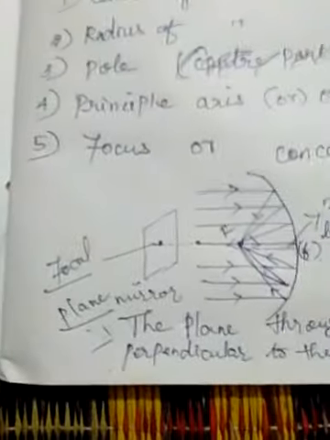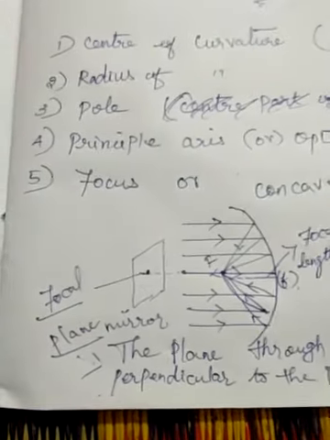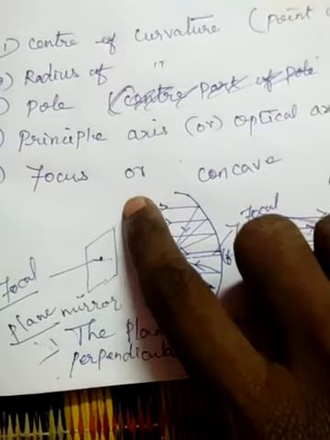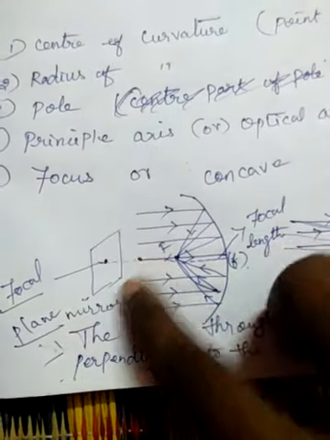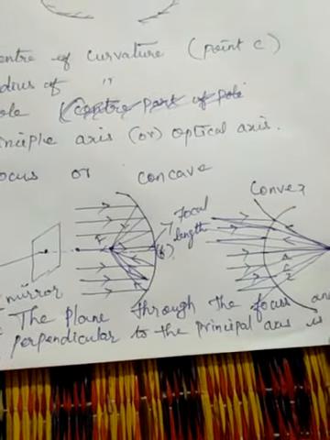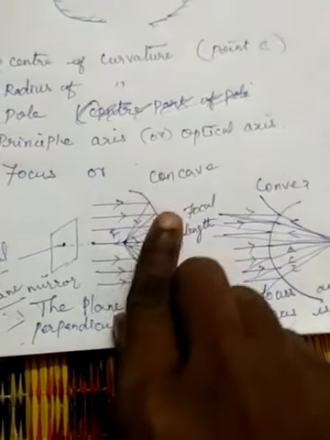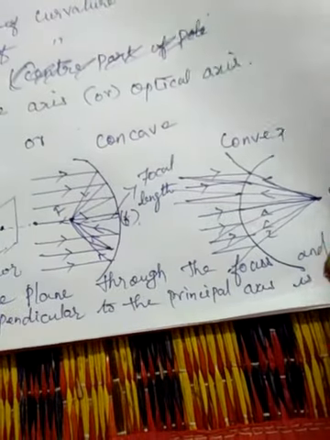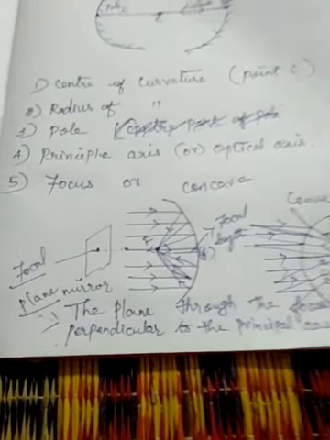Next, the last point, the focal plane. Near the center of curvature, we keep one plane. The plane through the focus and perpendicular to the principal axis is called the focal plane.